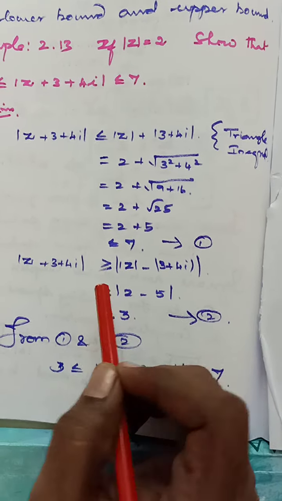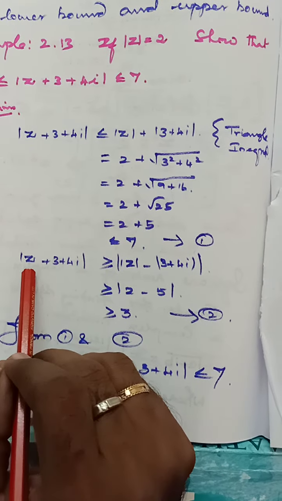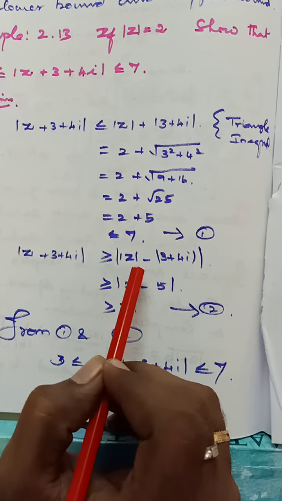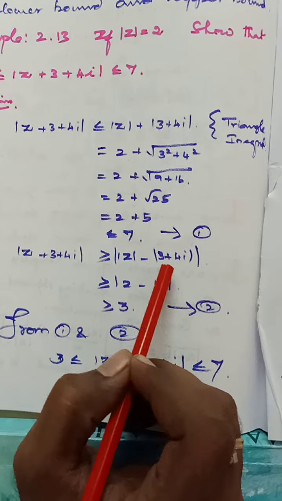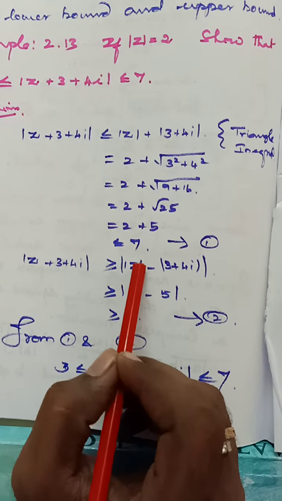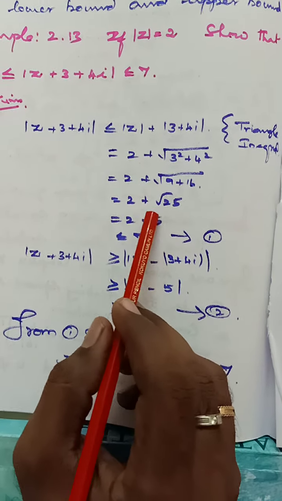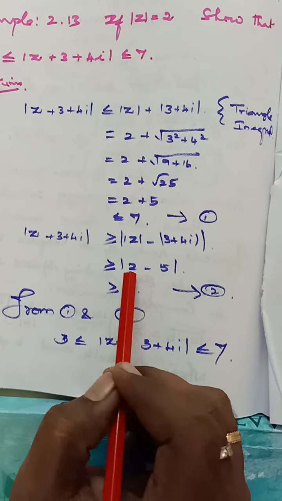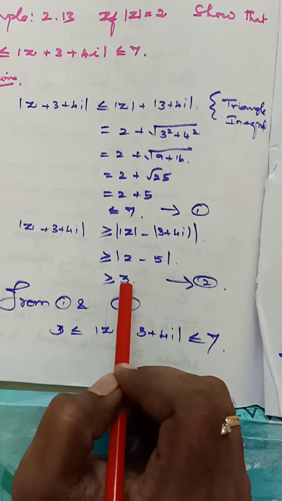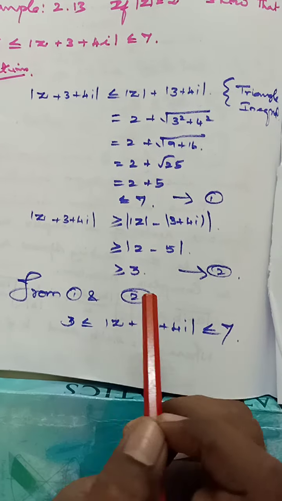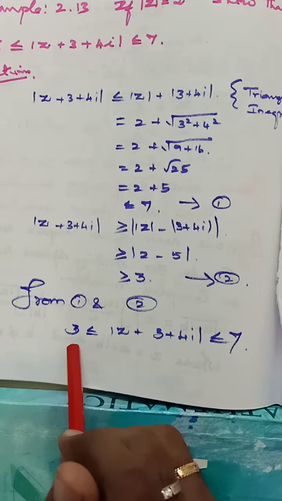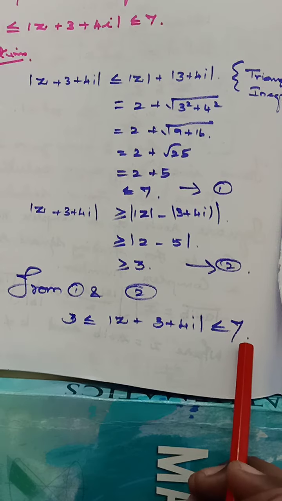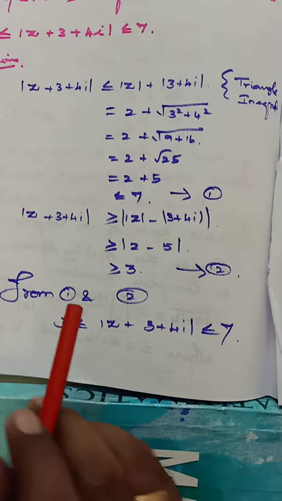Like that we are going to find the least value. That is, mod z plus 3 plus 4i is greater than or equal to the modulus of mod z minus modulus of 3 plus 4i. So mod z is 2 and this value we found out already is 5. So the modulus of 2 minus 5, that becomes the absolute value of minus 3, which is 3. So it starts from 3 and ends with 7. Therefore, from 1 and 2, 3 is less than or equal to modulus of z plus 3 plus 4i, which is less than or equal to 7. Right? This is one of the 3 mark questions.